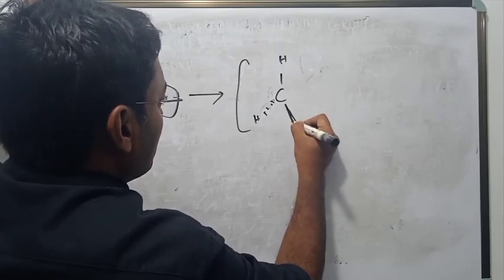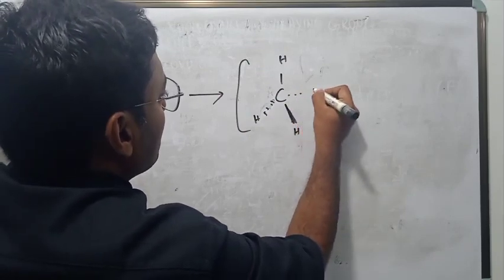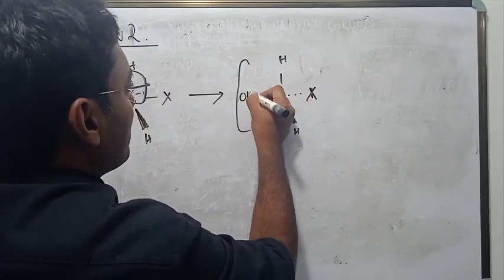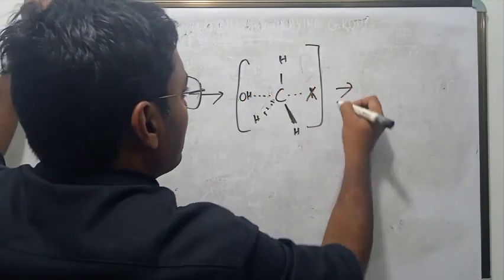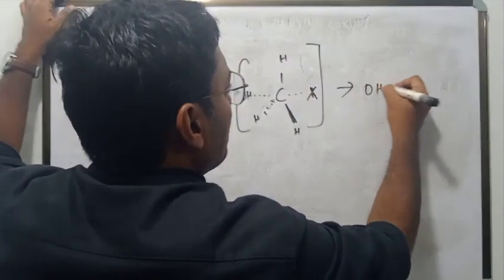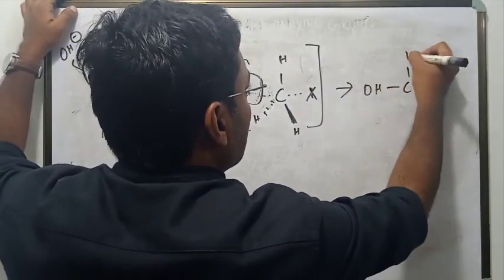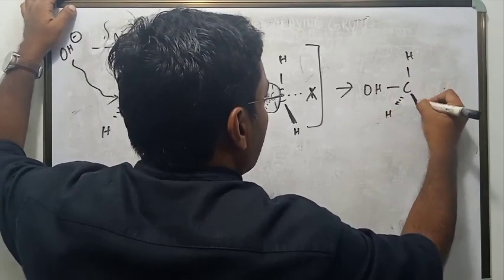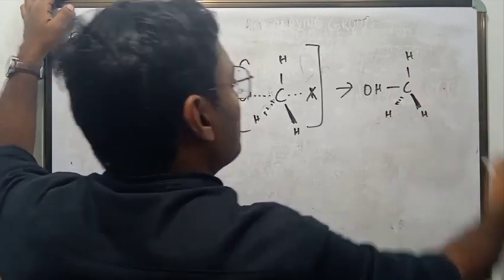Look at this. There is X here, and OH would come here. In the SN2 reaction we get the OH inverted product. Do refer to my video class on SN2 and SN1 reactions to understand this better.